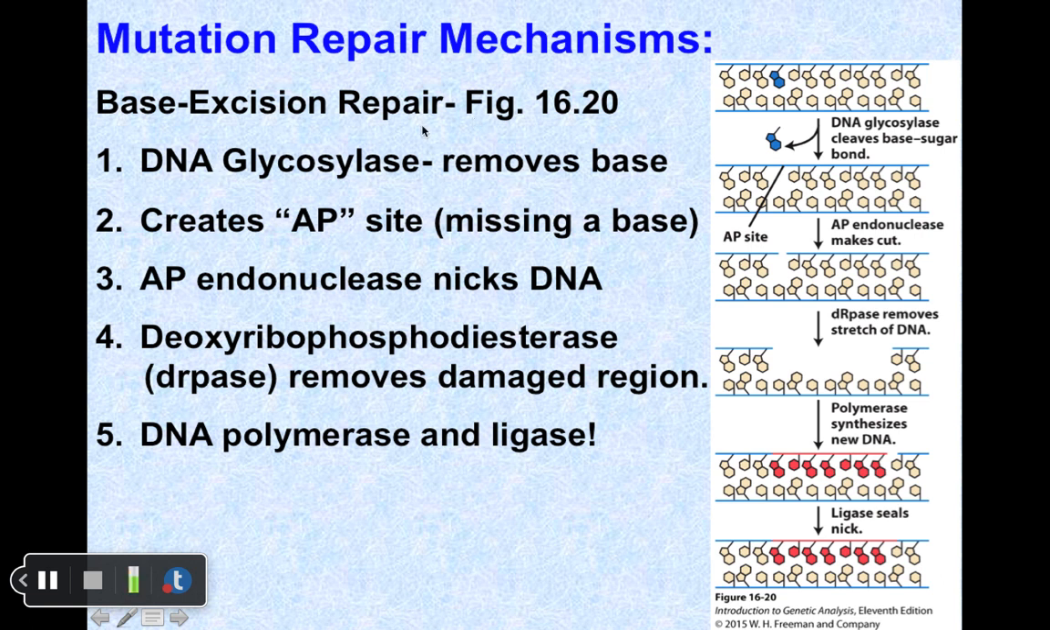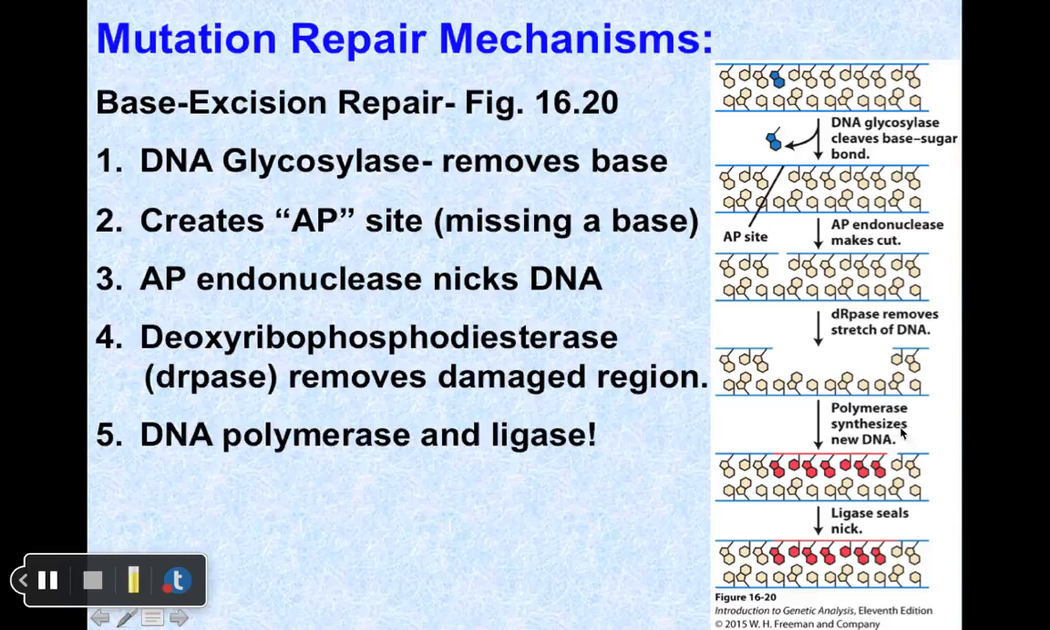So for example, an enzyme, DNA glycosylase, recognizes and removes the damaged base. When that occurs, we now have a site that's missing a base. So we say that's an AP site, an apurinic, or it could be an apyrimidinic site. So basically, we're talking about a situation where we're missing a base in the DNA. Another enzyme, AP endonuclease, comes along and cuts or nicks the DNA at that point. Then deoxyribophosphodiesterase comes along and removes a section where the nick was made previously.